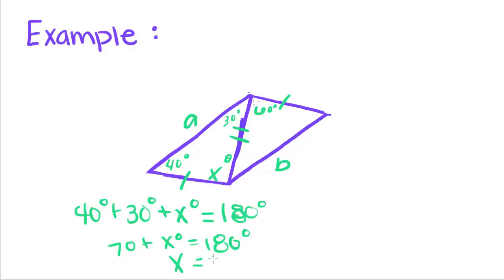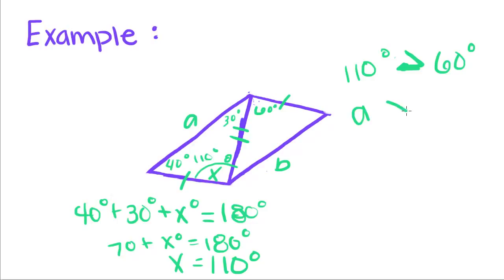So x equals 110 degrees. This angle is 110 degrees. So since this included angle is 110 degrees, the other included angle is 60 degrees. Since 110 is greater than 60 degrees, we can say that this side A, which is opposite the 110 degrees, is greater than this side B, which is opposite the 60 degrees.